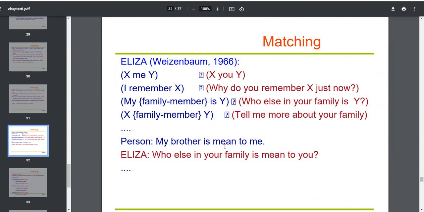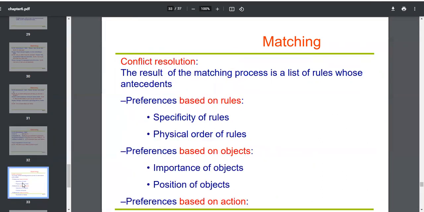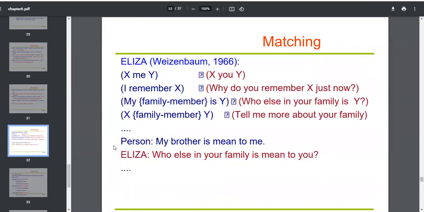Okay. For example, my brother is mean to me. Okay. It will ask something like, who else in your family is mean to you? Who else in your family is Y? Are you getting this? My brother is Y means the entire statement, mean to me. Then it will replace it by, who else in your family is Y, meaning mean to you. Me will be converted to you. So this is how matching takes place, and Eliza and a similar expert system can be built.